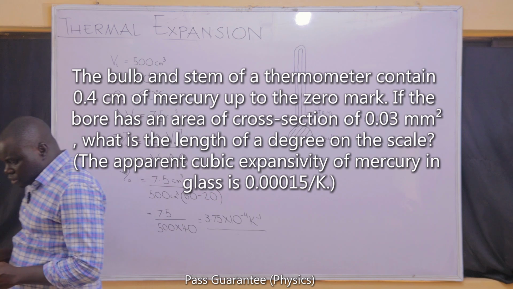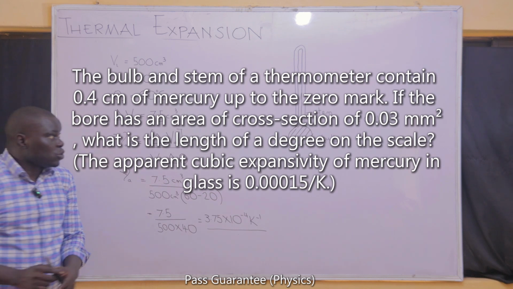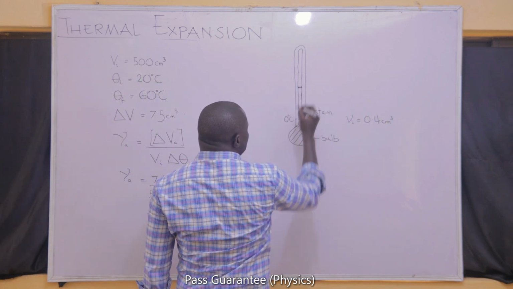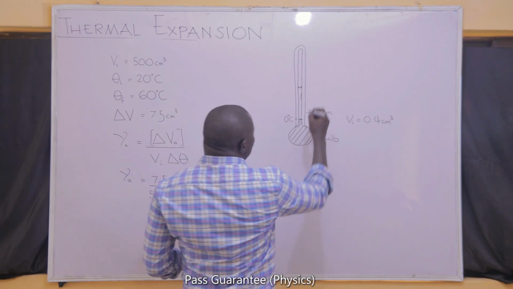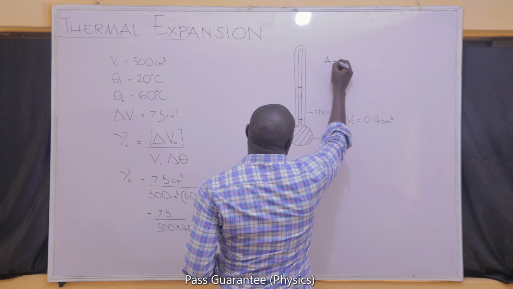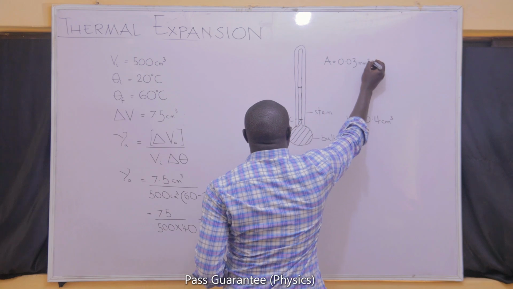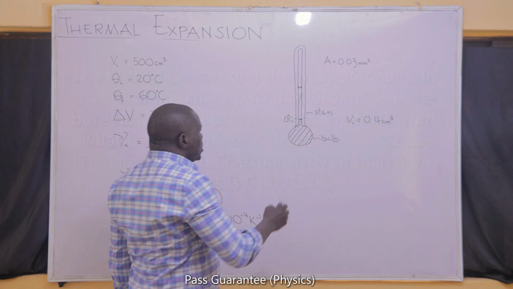Let's continue with the question. We are now also told that the bore has an area of cross-section of 0.03 millimeters squared. The cross-sectional area of the bore is the narrow pathway through which the liquid will have to travel. If the bore has an area of 0.03 millimeters squared, what is the length of a degree on the scale? What is the length of a degree on the scale?